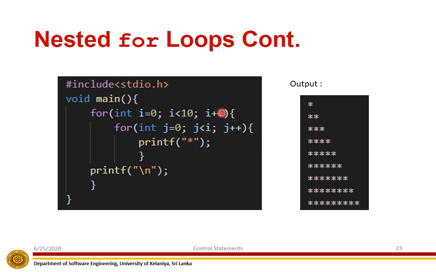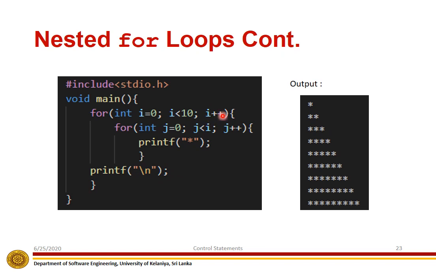0 plus 1 is 1. 1 is less than 10. So now j is 0 and i is 1, so j is less than i. It will print 1 star and update j, 0 plus 1 is 1. And the printf statement in the outer loop will be executed. It will go to the new line, and again go to the update condition in the outer loop.